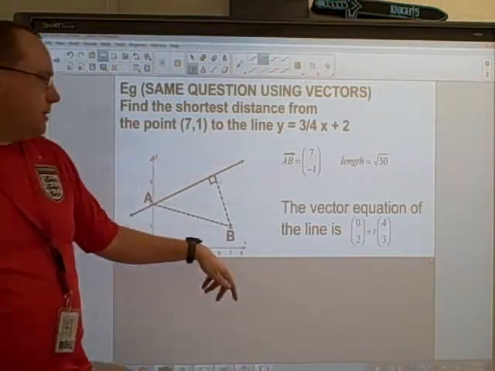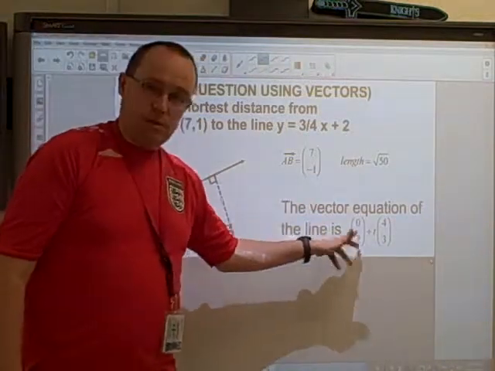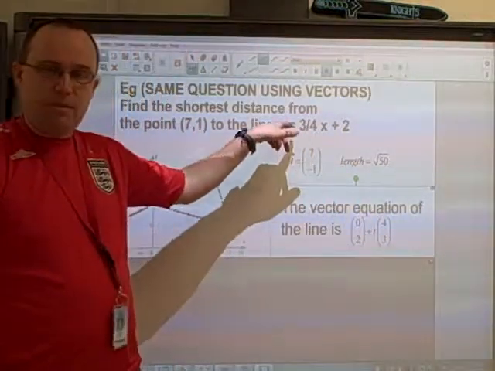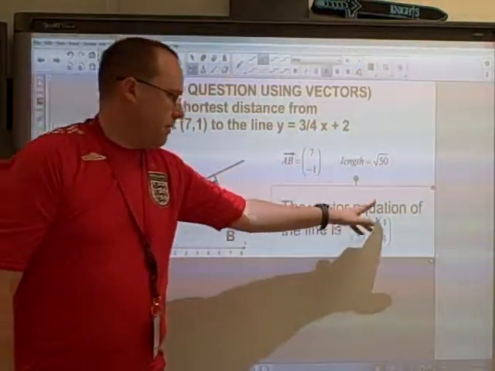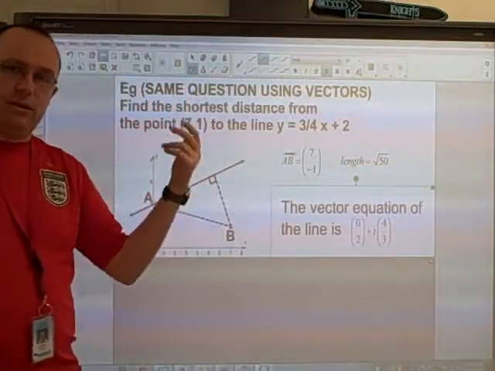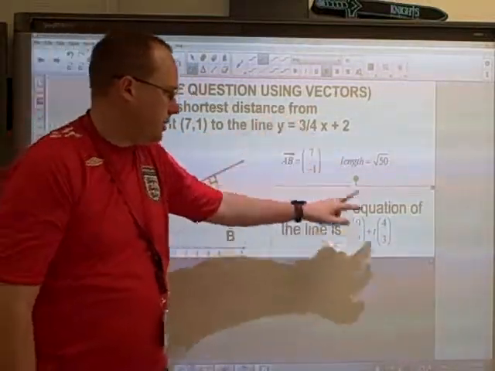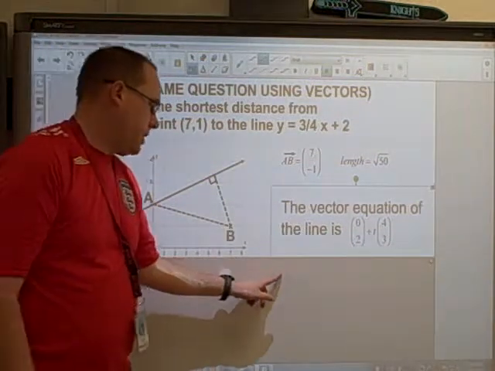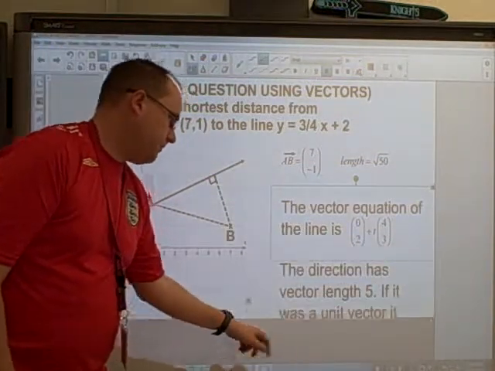the direction vector. So as it goes through (0, 2), (0, 2) is my starting point, and (4, 3) I got from here. Now remember, for our slope it's rise over run, but when we write a column vector we actually go across first and then up second. So I needed to flip these two over to give me my vector equation of the line. And that's the first part of this done.